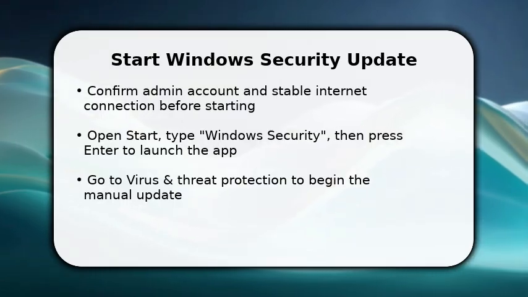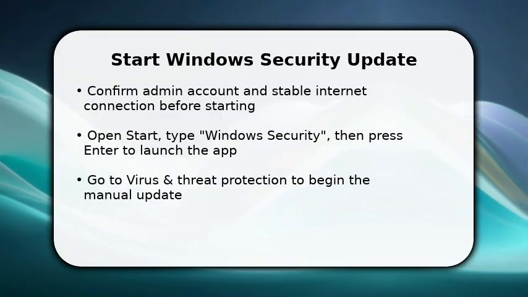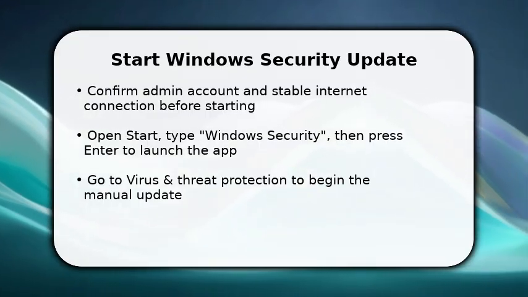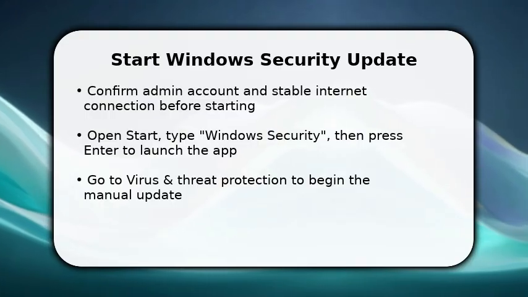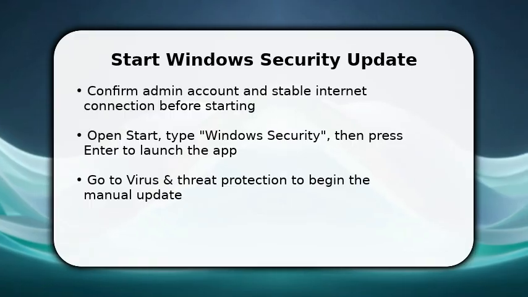From the app home, go straight to Virus and Threat Protection so you can control the intelligence update. This step triggers the manual path. It's faster than waiting for scheduled updates and ensures your Defender definitions are current before you continue.